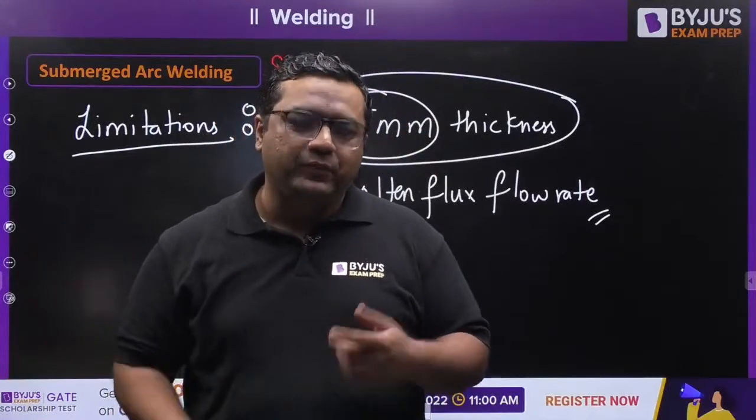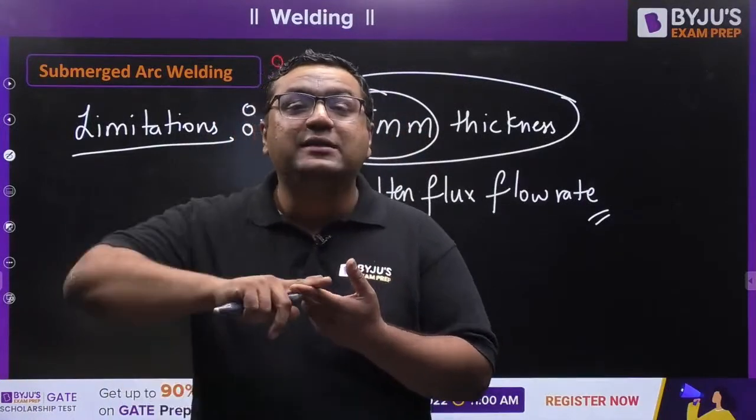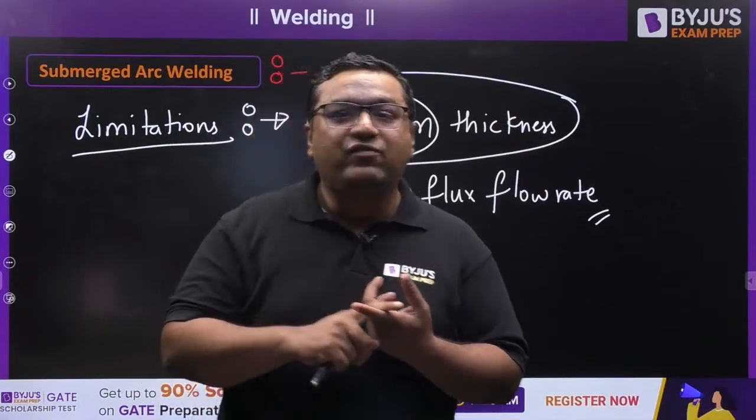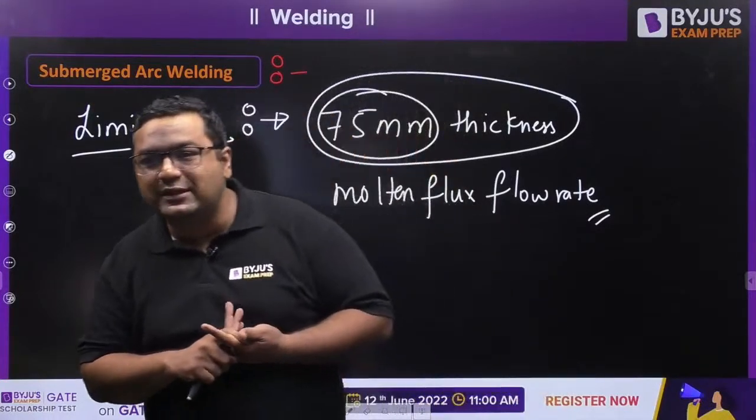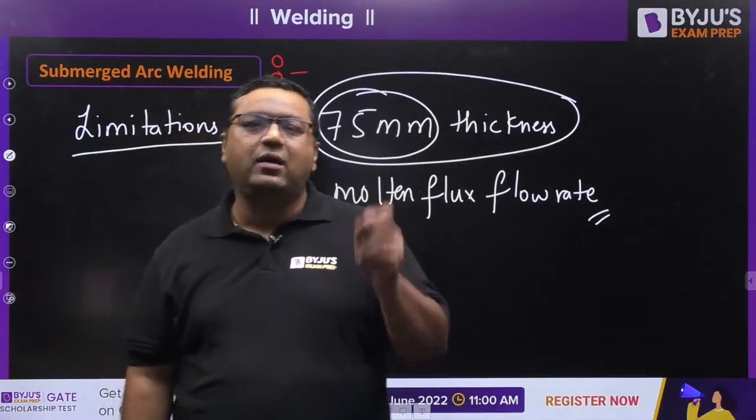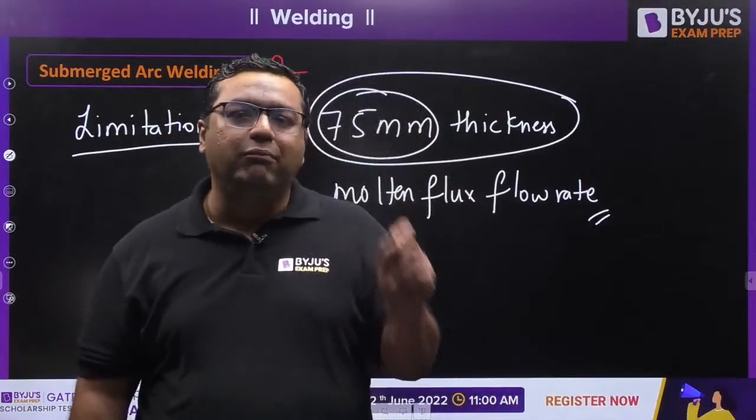So my dear, after manual metal arc welding, submerged arc welding came. After submerged arc welding, a third process came, and the name of that third process is TIG MIG type of welding.